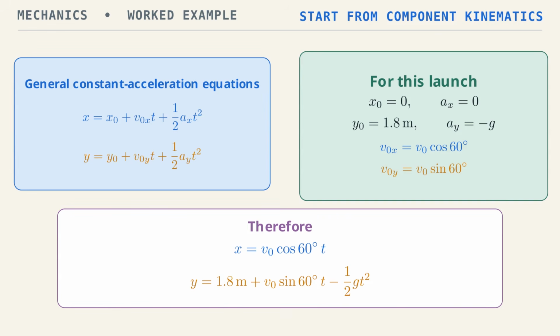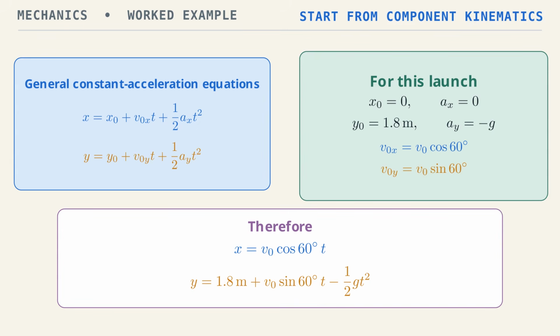For constant acceleration, x equals x0 plus v0x times t plus 1/2 times ax times t squared, and y equals y0 plus v0y times t plus 1/2 times ay times t squared. Our coordinate choice makes x0 0. With no air resistance, ax is 0, while ay is negative g. The initial height is 1.8 meters.